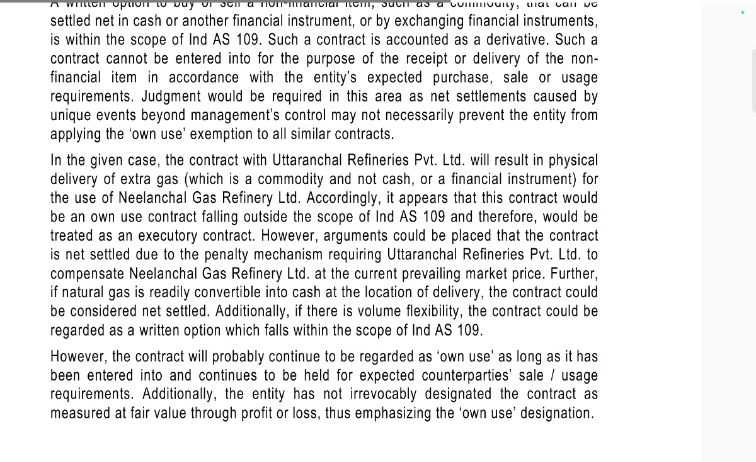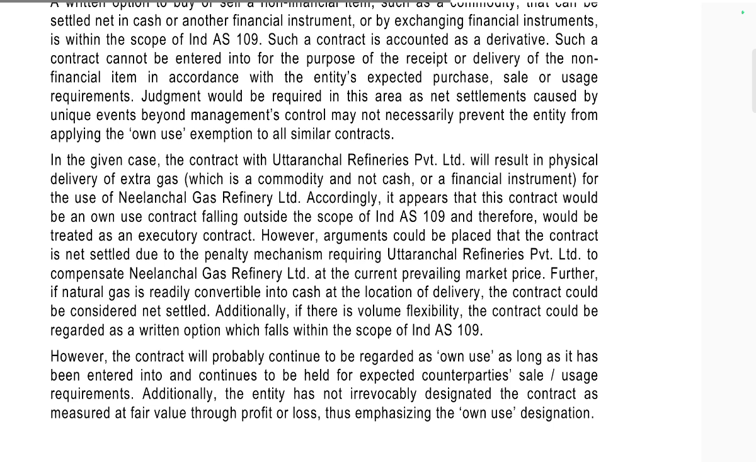In the given case, the contract in its entirety results in physical delivery of natural gas, which is a commodity, not cash or a financial instrument, for use by the natural gas refineries limited. Against that, it appears that the contract would be an own use contract falling outside the scope of Ind AS 109. Therefore, it would be treated as an executory contract.